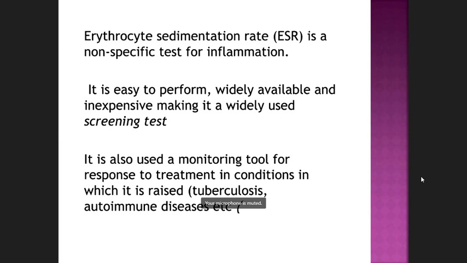So the most important thing about ESR is that it's the simplest and very cost effective. Hardly anything, just a tube cost and a syringe cost. That's it. Perhaps it is the cheapest investigation, because no reagent is required, just a tube. And ESR is basically a screening test.